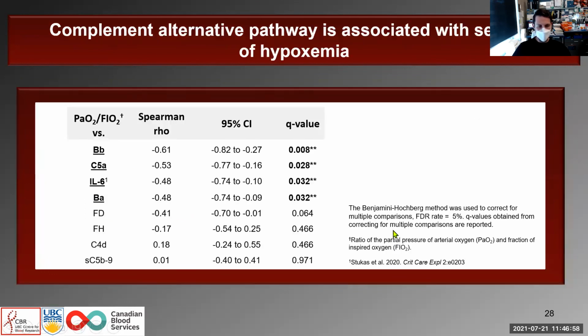When we correlated circulating complement analytes to respiratory status on the same day that the blood samples were taken, we found that alternative pathway analytes BB and BA and terminal pathway analytes C5a were significantly associated with the severity of hypoxemia, similar to what we had previously observed in IL-6.